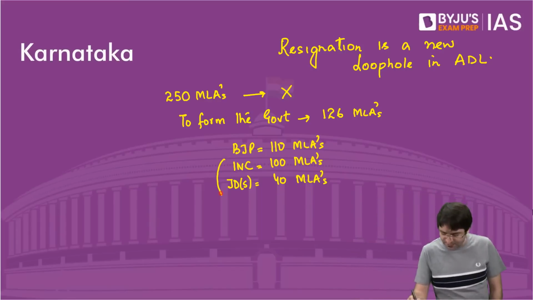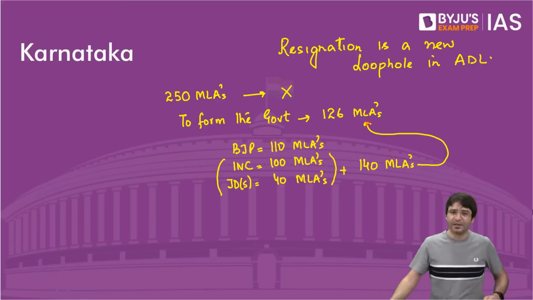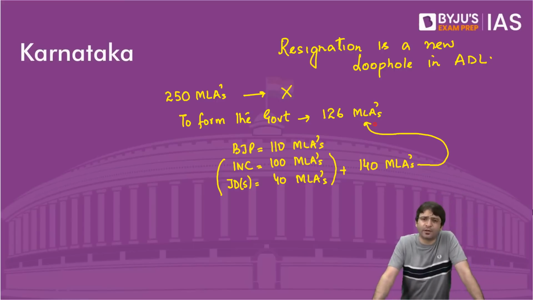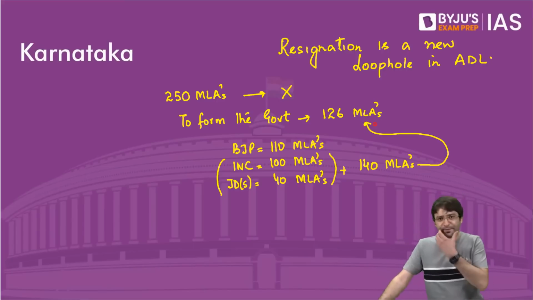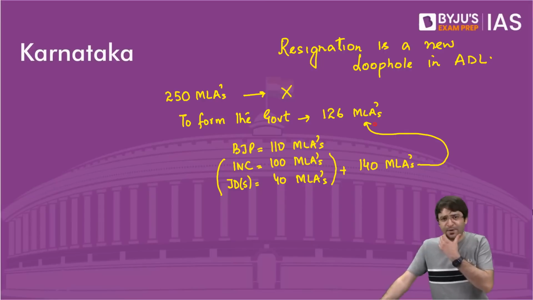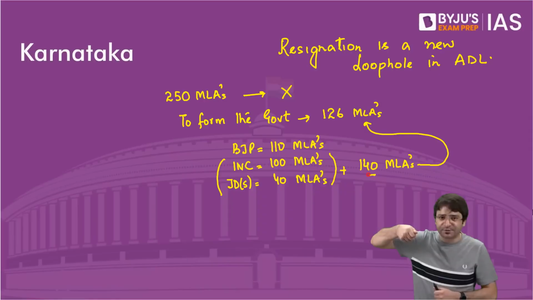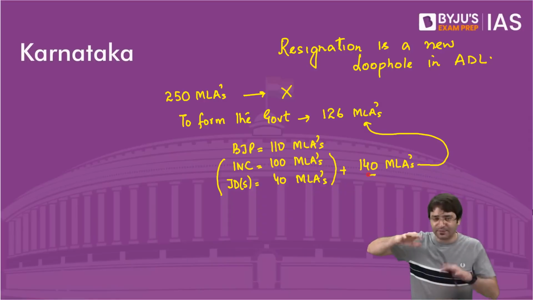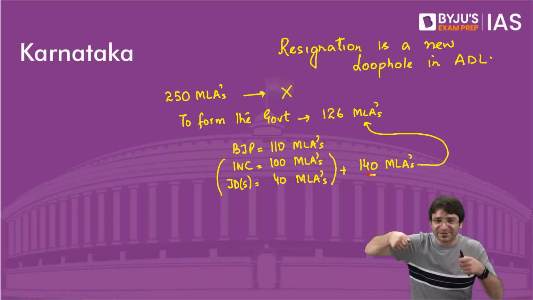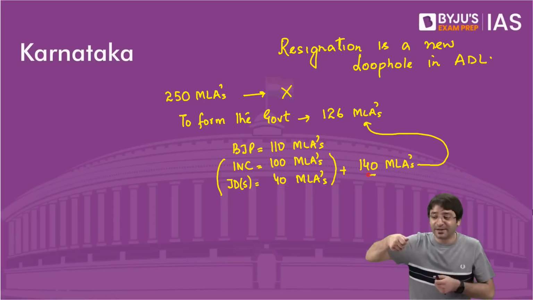Now, Congress and the JDS, they decide to come together to form a coalition government. They have 140 MLAs, which is more than the majority required. They are now forming the government. When they are forming the government, after some time, after a few months, after a year, some of these MLAs are given cash. And I will not tell you who is giving this cash. That's understood. Cash or threat.